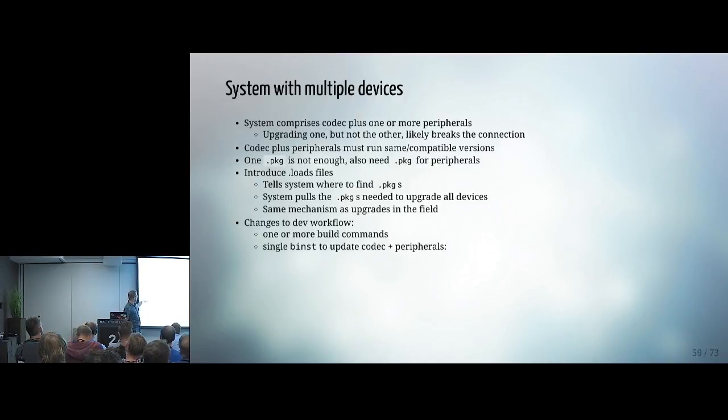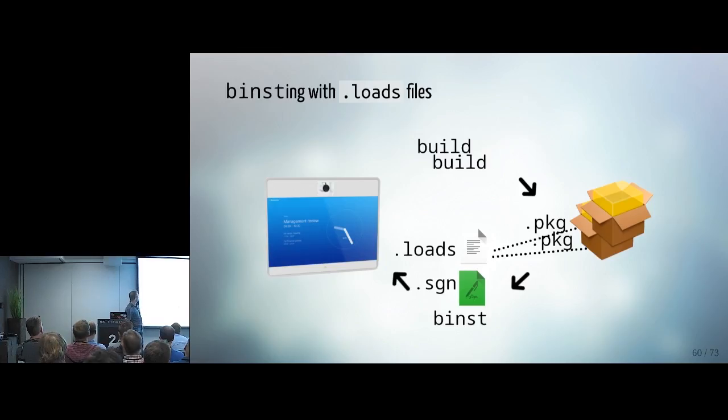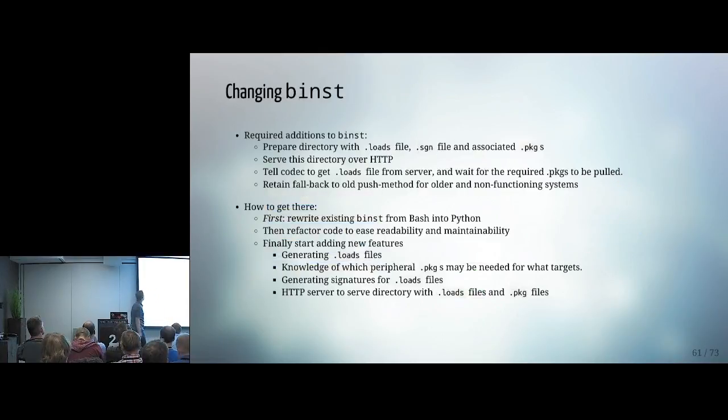And now you're going to run one or more build commands and then run a single binst to update the codec and its peripherals. So instead of the former workflow, we're going to run multiple build commands to get multiple PKGs for all the parts of the system, so basically the codec and the camera. And then we're going to have a loads file that references those PKGs. And there's a signature going along with that loads file. And binst is now going to tell the system about this loads file. And the system will use that loads file to pull down the PKGs it needs.